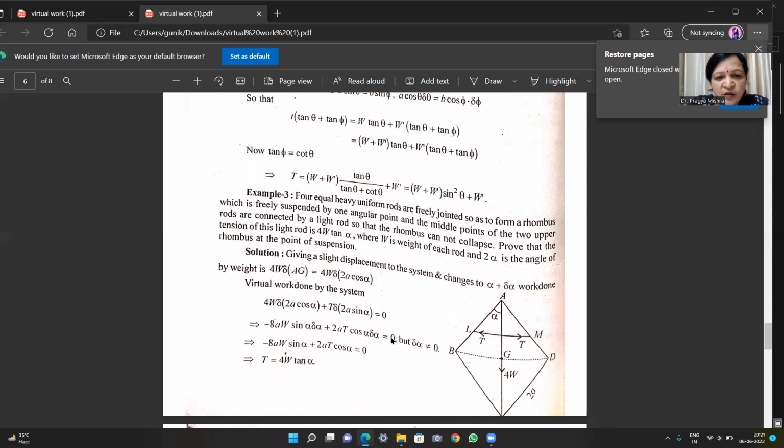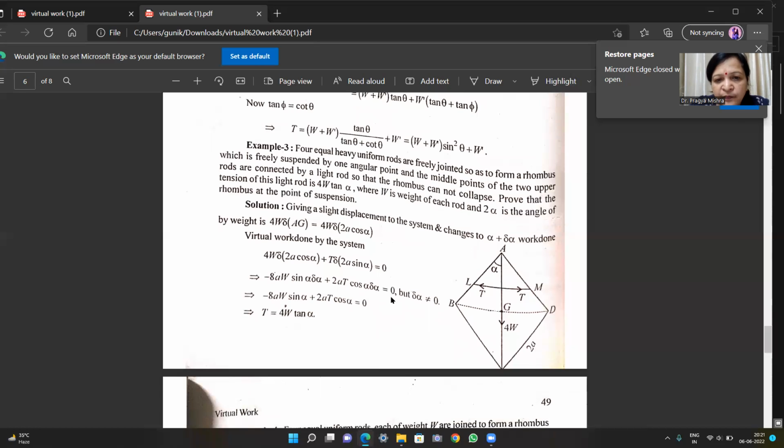Next, one more example. Four equal heavy rods are freely joined so as to form a rhombus, which is freely suspended by an angular point, and the middle points of the two upper rods are connected by a light rod. In this case, four heavy rods are considered and the midpoints of the upper rods are attached by a string.